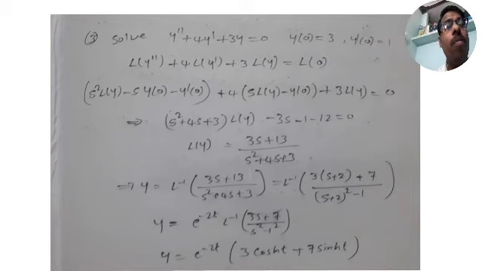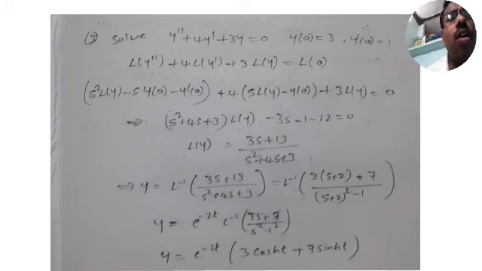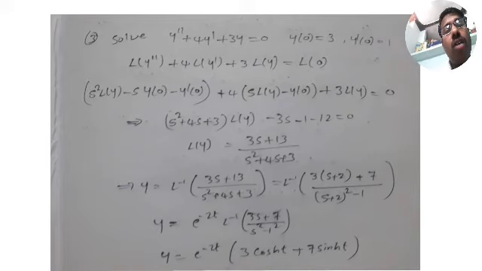Now the denominator is in terms of s plus 2. Then write the numerator also in terms of s plus 2. At place of s plus 2, you can write s multiplied by e power of minus 2t by the first shifting theorem. Now use the standard formulas of cos ht and sin ht. That gives the answer y is equal to e power of minus 2t into 3 cos ht plus 7 sin ht.